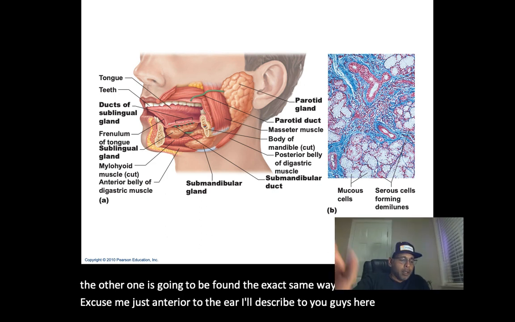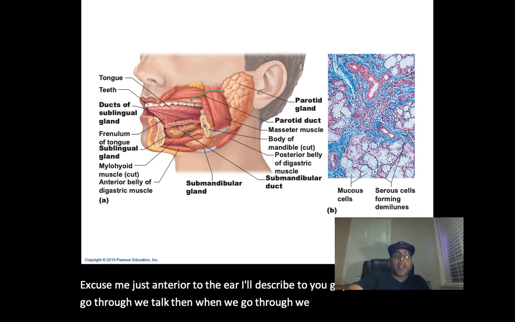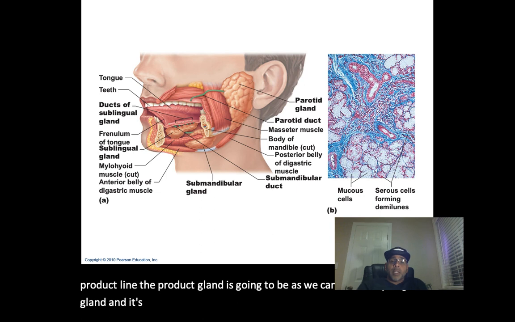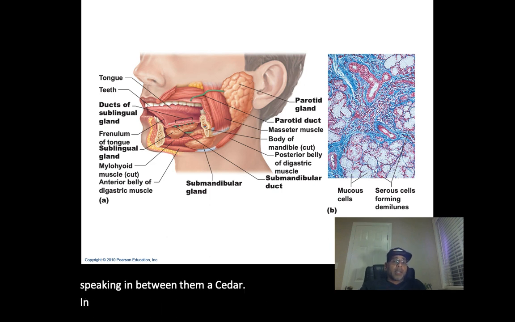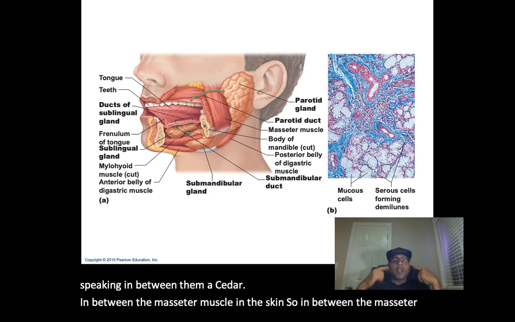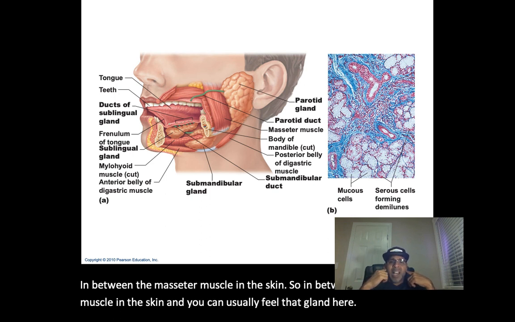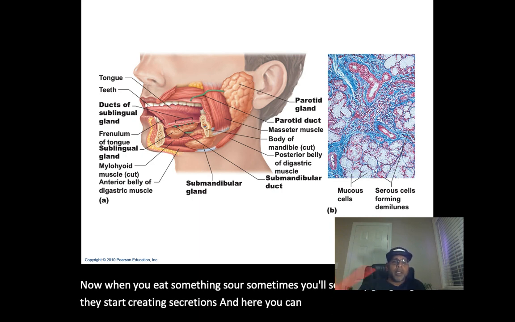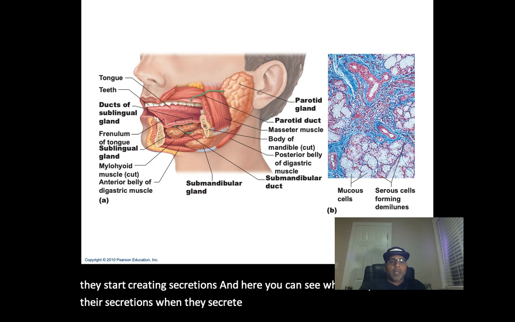The parotid gland is, as we can see here, a very large gland, and it's found lying anterior to the ear. More specifically, it's found in between the masseter muscle and the skin. You can usually feel that gland here. When you eat something sour sometimes, they get going and start secreting. Those secretions are emptied right there, next to the molars.